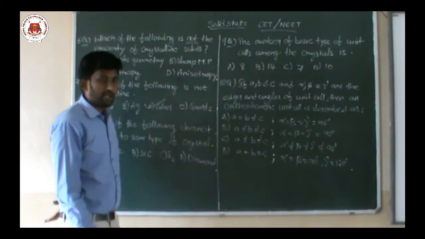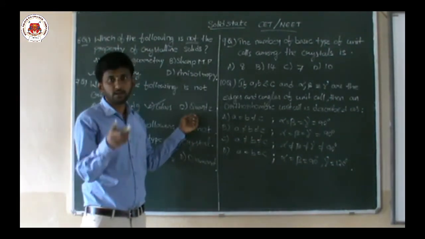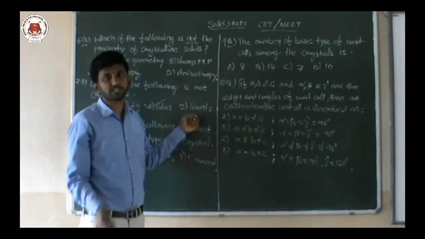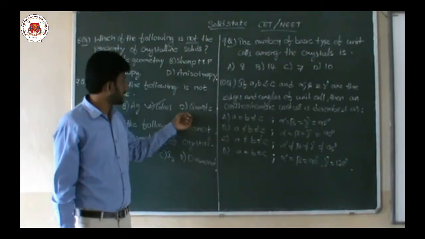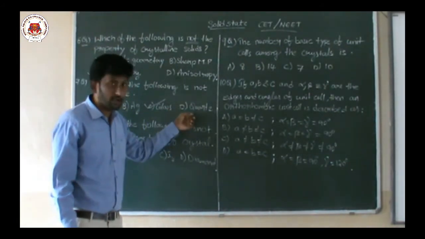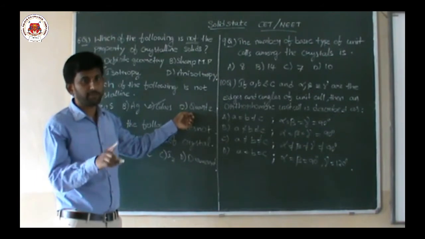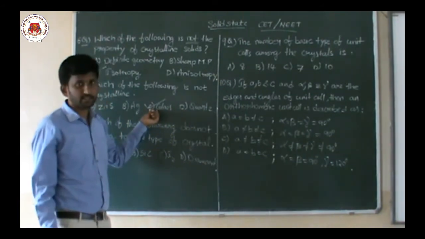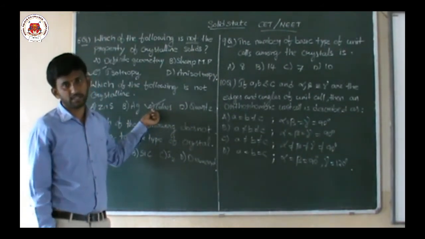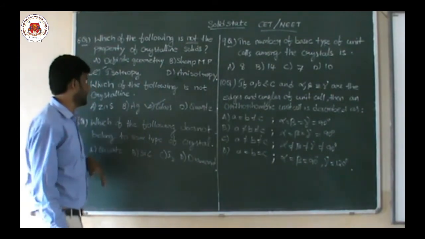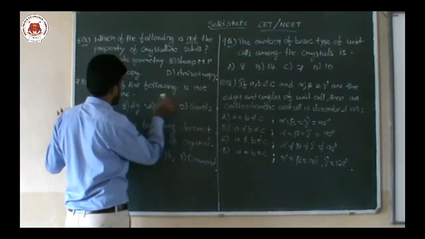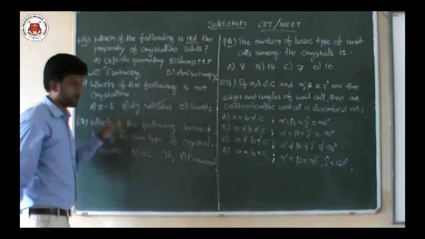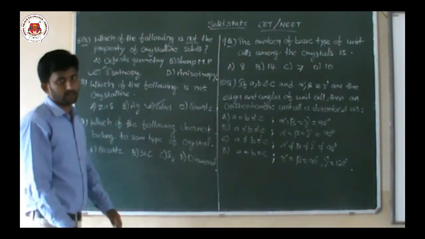Quartz belongs to crystalline solids. It is also a type of silica, but it belongs to the crystalline type of solid. Glass does not belong to crystalline. It is an amorphous solid. So, which one is not crystalline means amorphous. Amorphous means glass. Clear? Next.